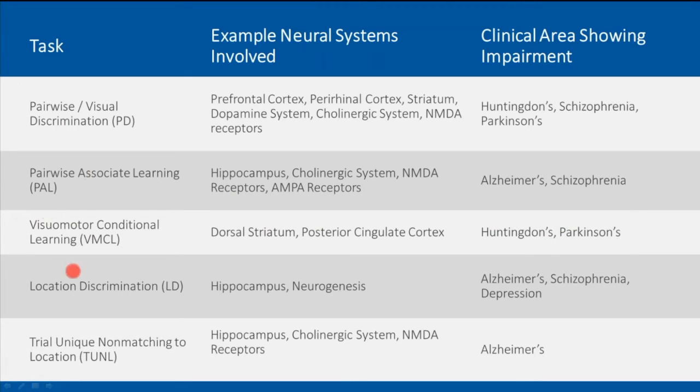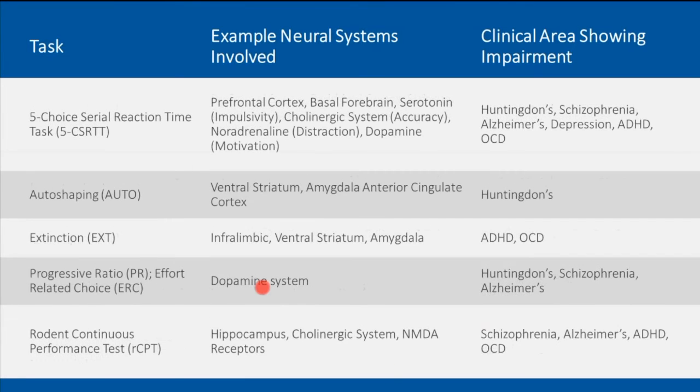Whereas the PAL task, the location discrimination task, and the tunnel task activate the hippocampus and other areas associated with memory, and they are very good for Alzheimer's disease. A lot of these tasks, you will see, are also useful for schizophrenia studies. Here we have a range of attentional and motivational tasks, which adds to the dimension a range of cognitive functions that can be measured and tested, and associated disease areas, which include ADHD and OCD.